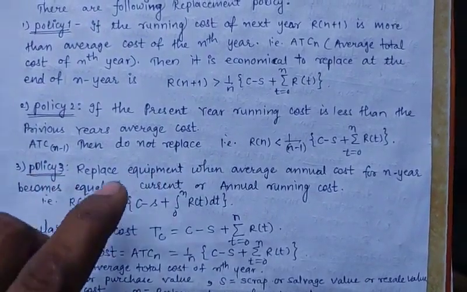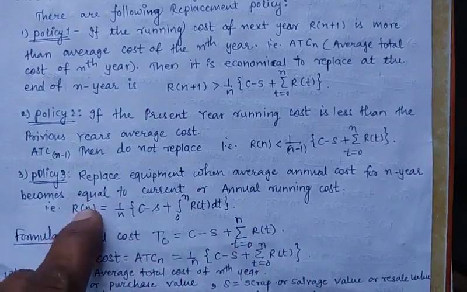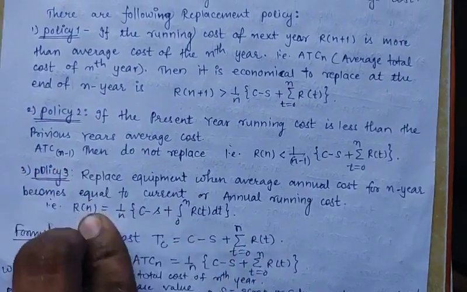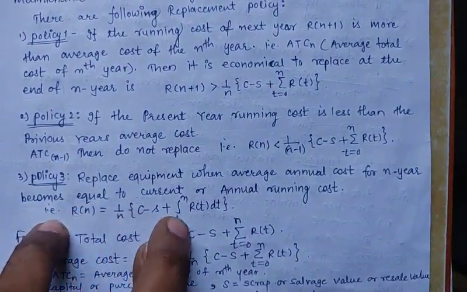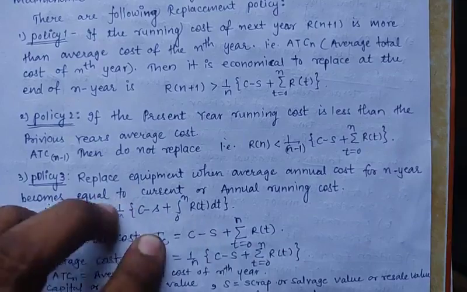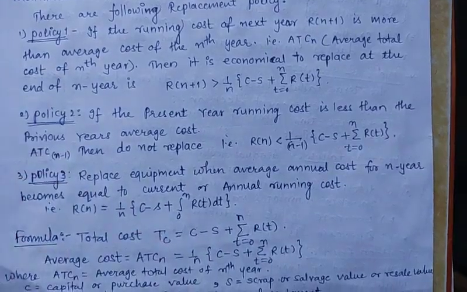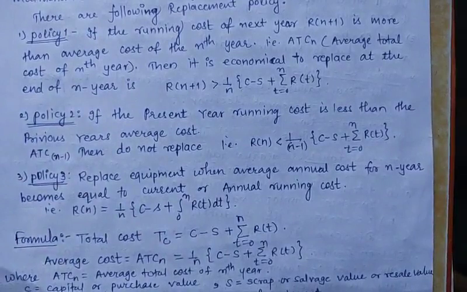And the third policy is replace equipment when the average annual cost for n years becomes equal to the current or annual running cost, which is R of n equal to 1 upon n times (C minus S plus integration 0 to n R of T dt). So we will use one of the policies from these to replace the machine after the nth year.